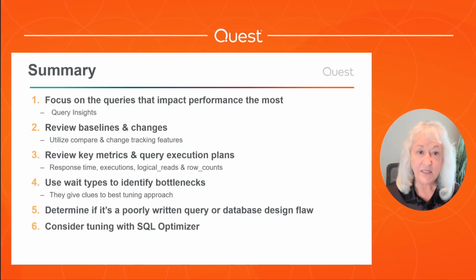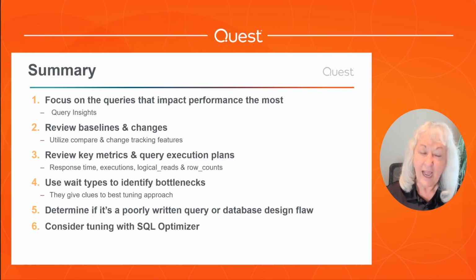Review the key metrics. My favorites are response time, executions, logical reads, and row count, and then use wait types to identify the bottlenecks. Think about looking at Waitopedia. If you Google Waitopedia, it has all the wait types out there, and it gives you great clues on how to fix it, as well as it tells you how many other people are getting that same type of bottleneck. So it's just kind of a nice tool to have at your fingertips.